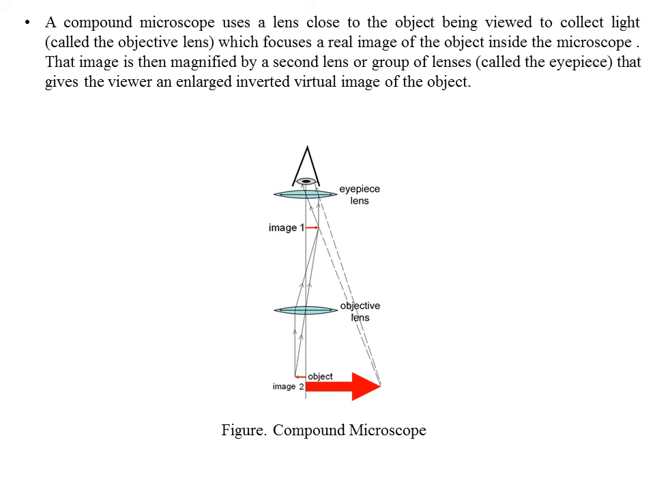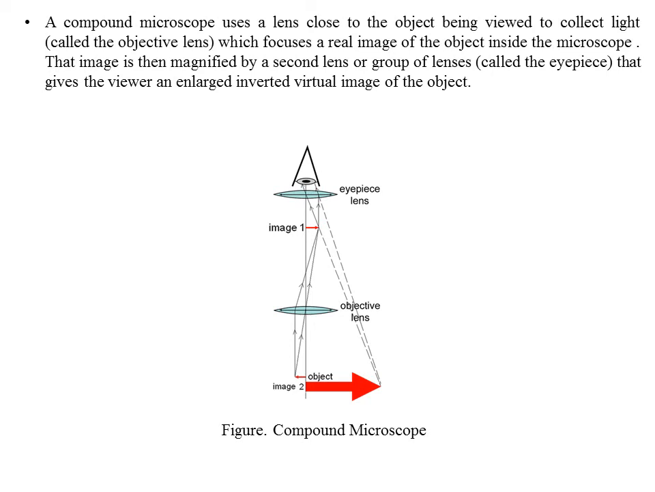What is a compound microscope? A compound microscope is one which uses a lens close to the object. In a compound microscope, we make use of two types of lenses. The figure shows the working principle of a compound microscope. Here we can see that two types of lens are there. One is called the objective lens, the other is the eyepiece lens. The lens close to the object being viewed is called the objective lens.